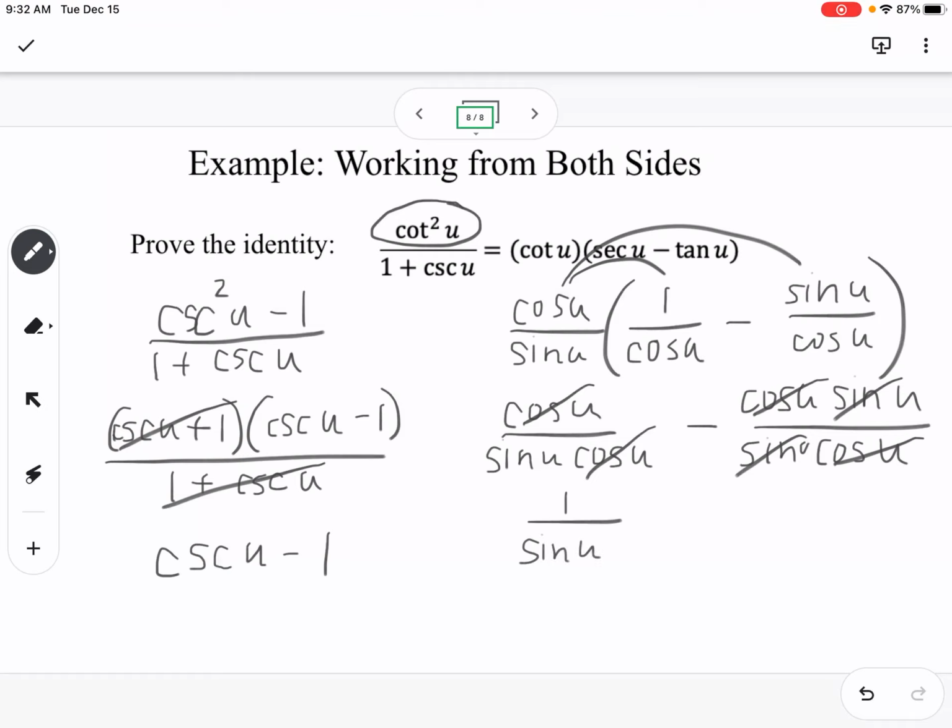And we know 1 over sine is cosecant. So then we show that those two are equal. So that's an example of taking both sides and simplifying them so that you can show that they're equivalent.